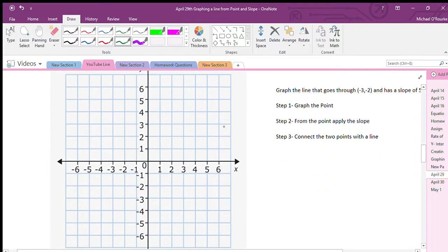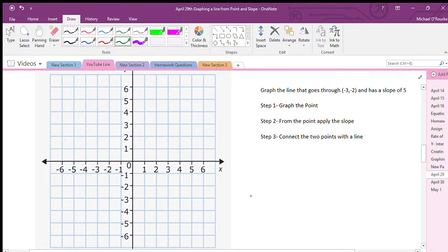We'll do a bunch of these for practice. I'll do this one here first. If you think you have it, pause the video and try it, and then come back and see if you did it the same as I did. So first step, graph the point: -3, -2. Remember x, y. So I'm going to go back -3, and down 2. And there's our point.